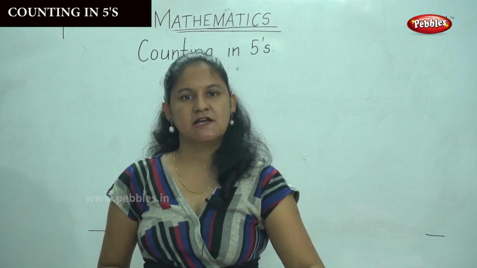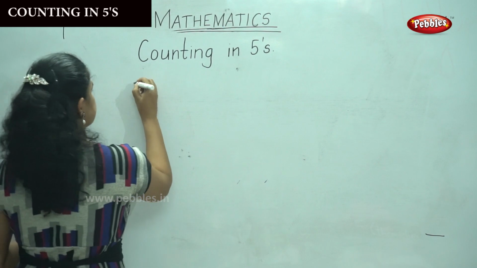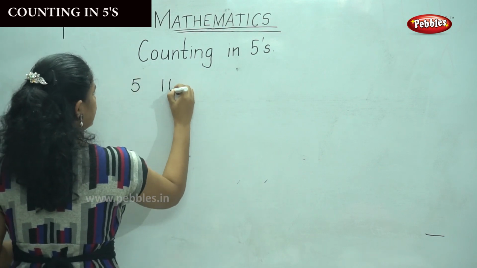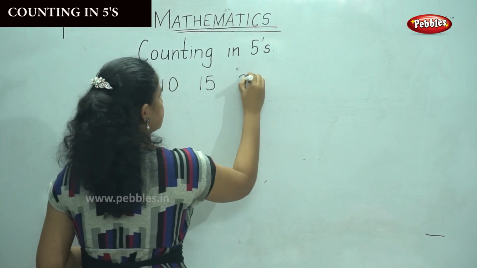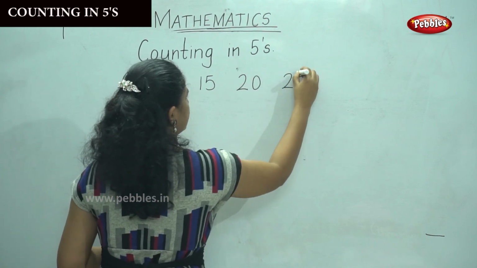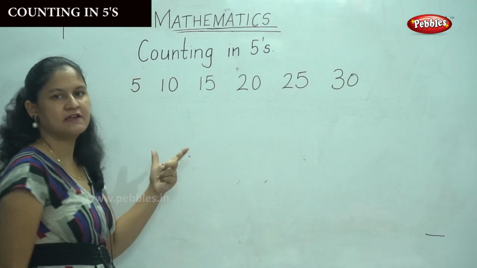So this is counting in fives or skip counting in fives. So it is 5, 10, 15, 20, 25, 30. So this is your counting in fives.